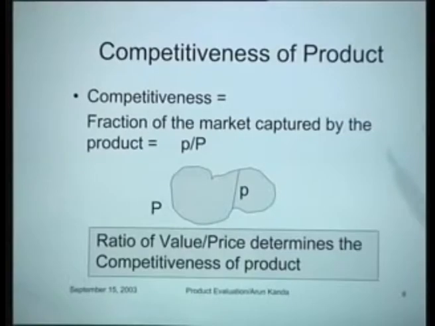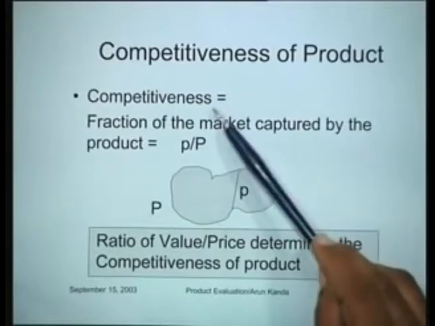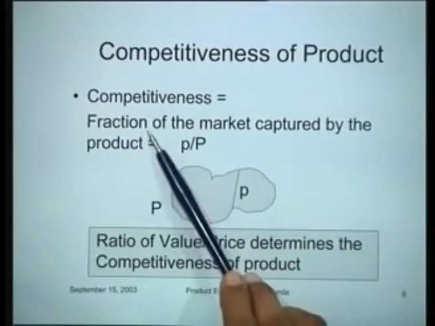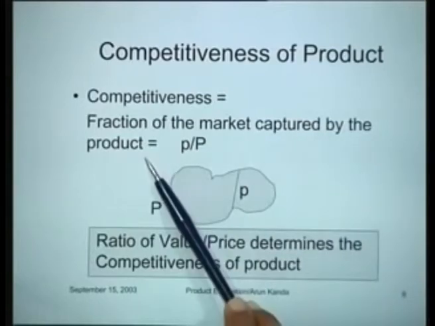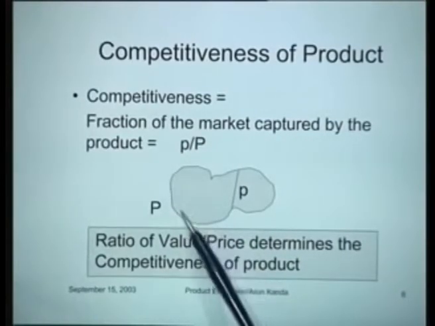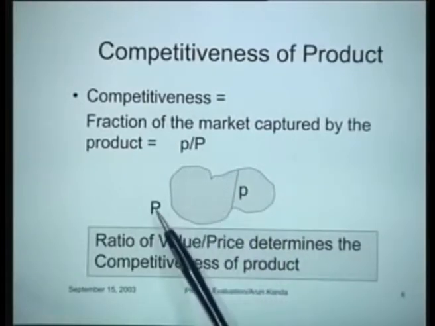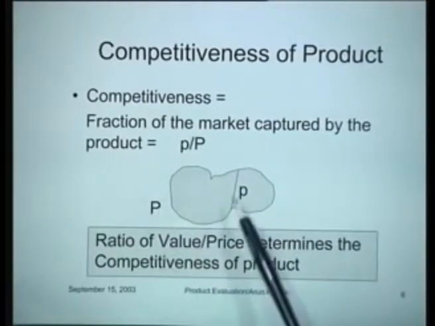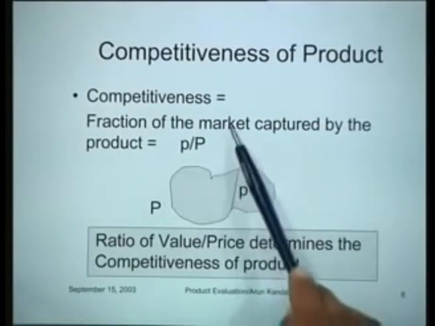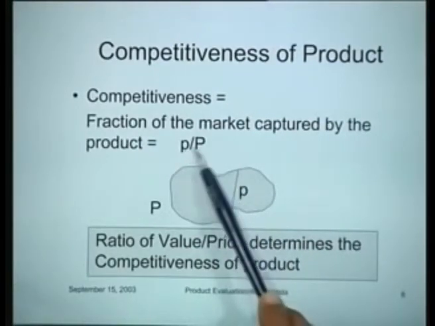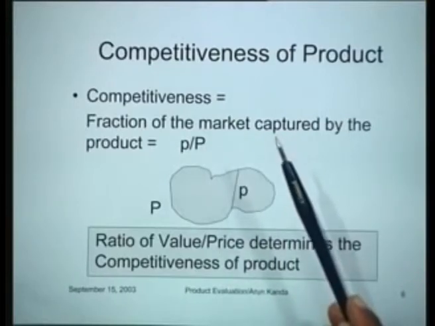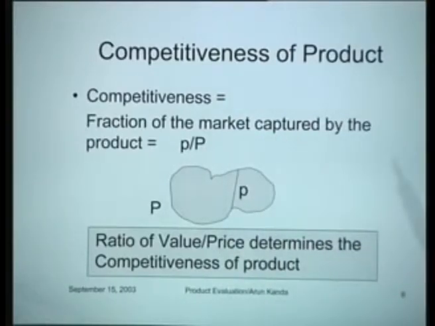We can define a term called the competitiveness of a product. Any product, we define competitiveness, and competitiveness is nothing but the fraction of the market captured by the product. So if this is the total market for a certain product, which is denoted by a volume P, the small p is the value that the product captures, then p by P will be a ratio which will lie between 0 and 1, which will give you an idea of the fraction of the market that is being captured by the product, and this is defined as the competitiveness of the product.